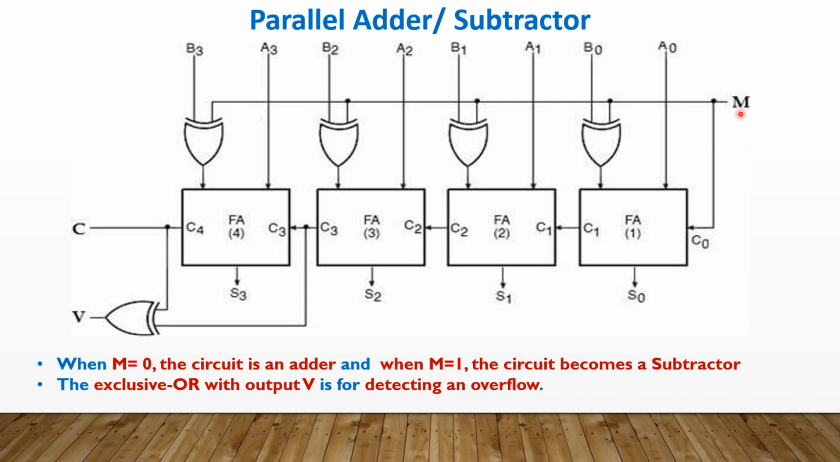When M is equal to 0, the circuit will perform addition, so we can call it a parallel adder, which will act as an adder. If M is equal to 1, then this circuit will perform the subtraction by means of 2's complement, so it is also called a subtractor. By using this single circuit, we can perform both addition as well as subtraction. That is why this circuit is called a parallel adder subtractor. I hope you understood this concept.